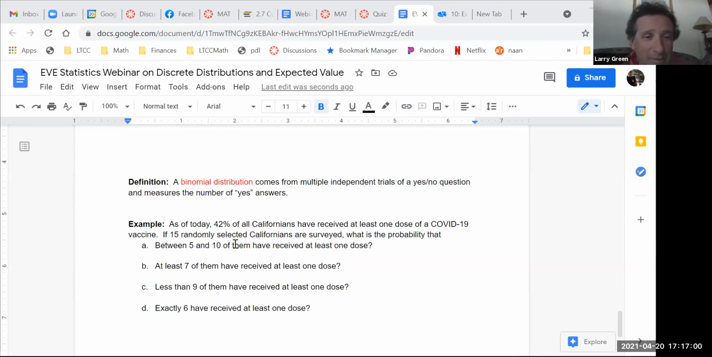Okay, if 15 randomly selected Californians are surveyed, what is the probability of that? The first question is: between 5 and 10 of them have received at least 1 dose. Any questions on the question? Any questions?